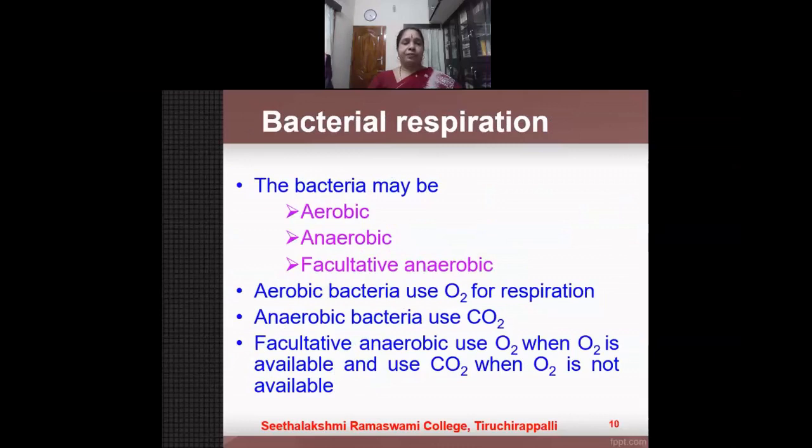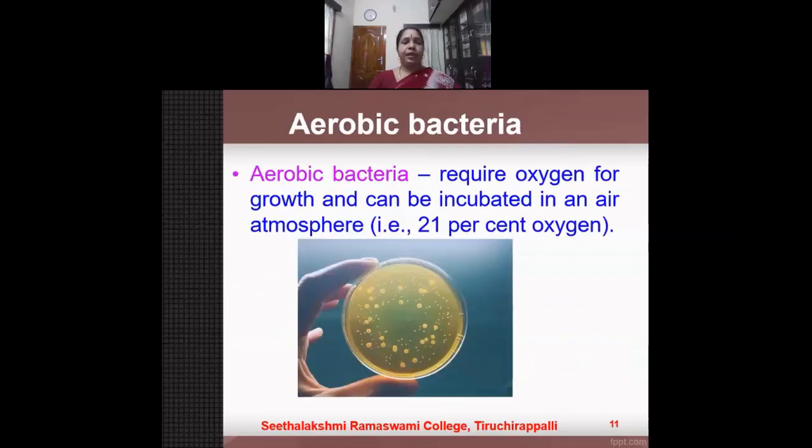Bacterial respiration. The bacteria may be aerobic, anaerobic, or facultative anaerobic. Aerobic bacteria use oxygen for respiration. Anaerobic bacteria use carbon dioxide. Facultative anaerobic bacteria use oxygen when oxygen is available and use carbon dioxide when oxygen is not available.